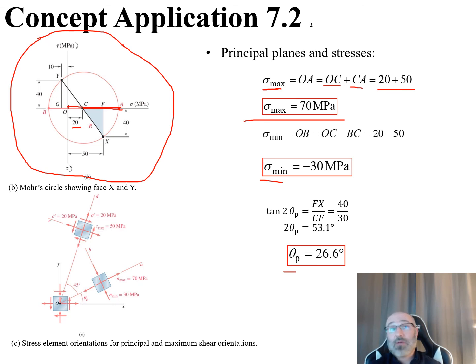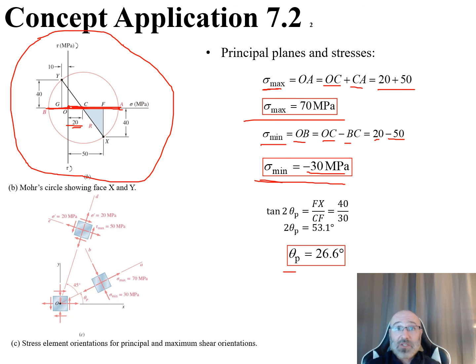Now we can do a similar thing for our sigma min over here. So our sigma min, we found this is O to B. So this is this distance right here. We already found this to be a negative 30 on our Mohr circle right there. But if we had this information from this one here, we can say OB is equal to our OC minus our BC. So there's our OC right there, and this is our BC right there. So if we subtract those, we end up getting 20 minus 50 again, that radius right there, and this would give us a sigma min of negative 30 megapascals.